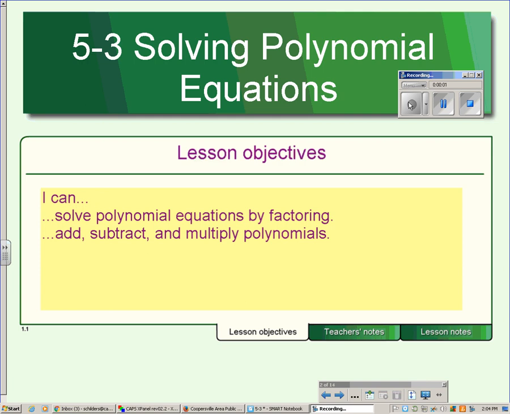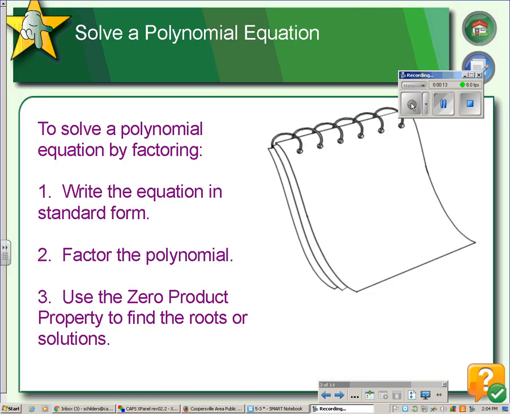This is lesson 5.3. In this video, you will learn how to solve polynomial equations by factoring, and along the way, you will also review adding, subtracting, and multiplying polynomials. So to solve a polynomial equation, you follow these three steps. First, you write the equation in standard form. Then you factor the polynomial. And finally, use the zero product property to find the roots or solutions. So it's very similar to solving a quadratic.